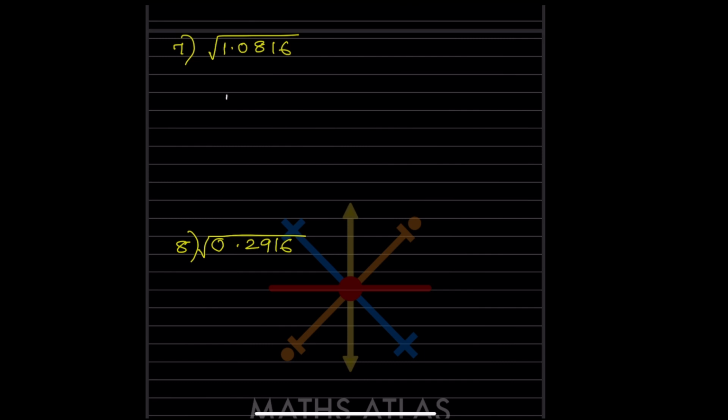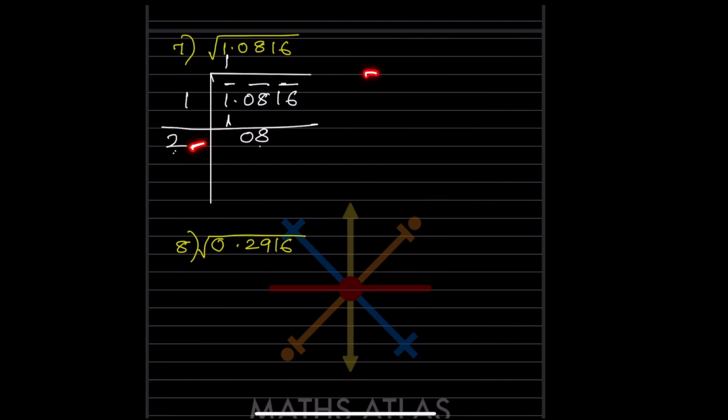So here again 1.0816. So here, 1 ones are 1. So this is 0. So now what will be here? This is going to be 2. So now we are going to take this 08 down. But now suppose 08, this 2 is bigger, but if we are putting here one number, even if I'm taking 21 into 1, that is going to be 21 and that will be bigger than this one.